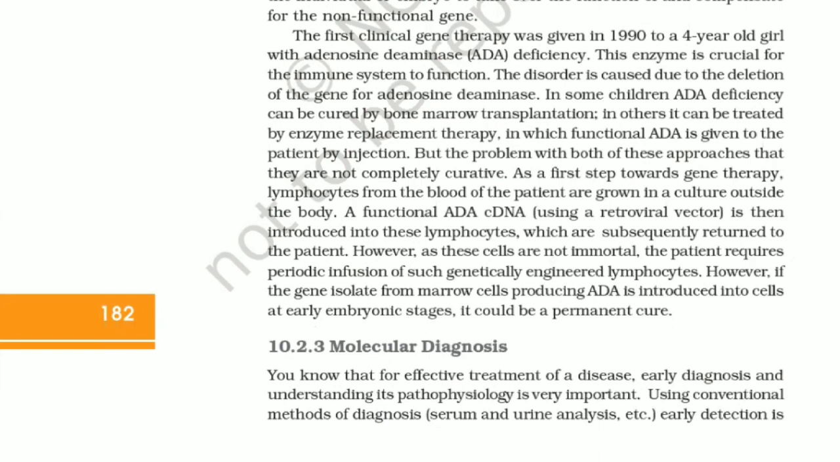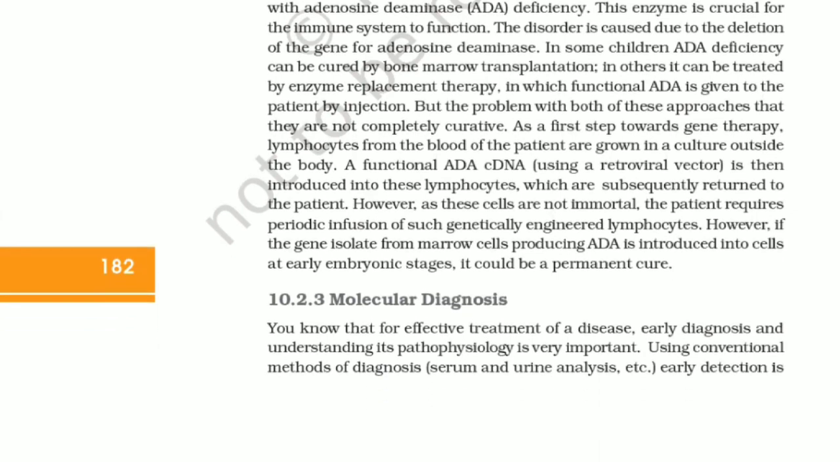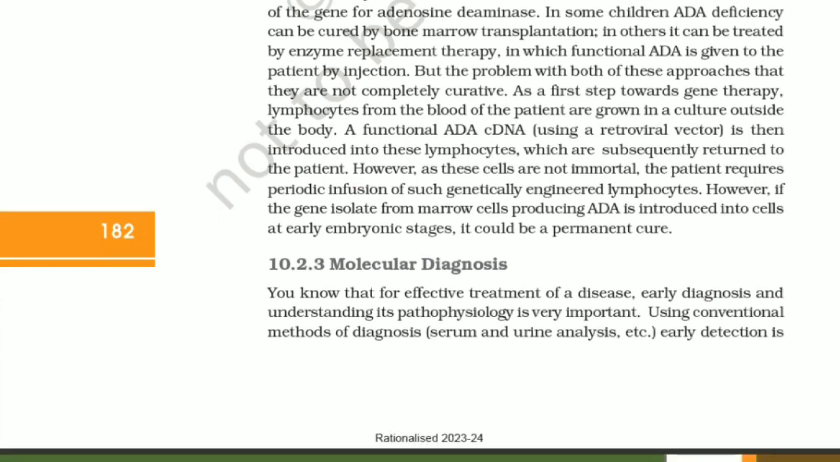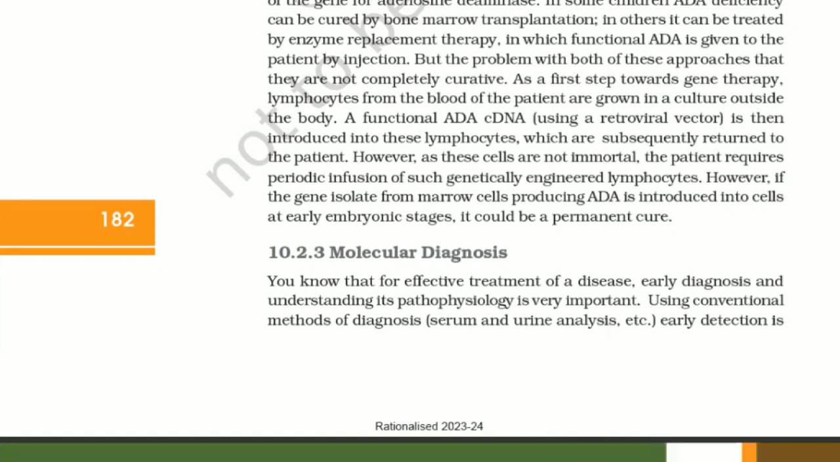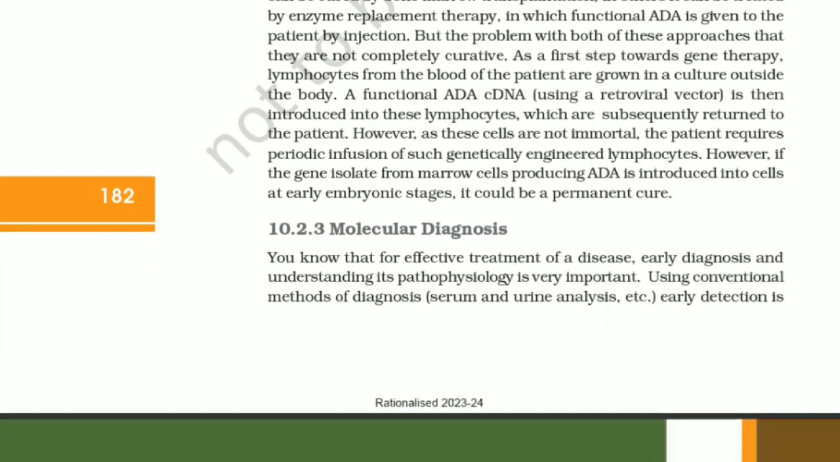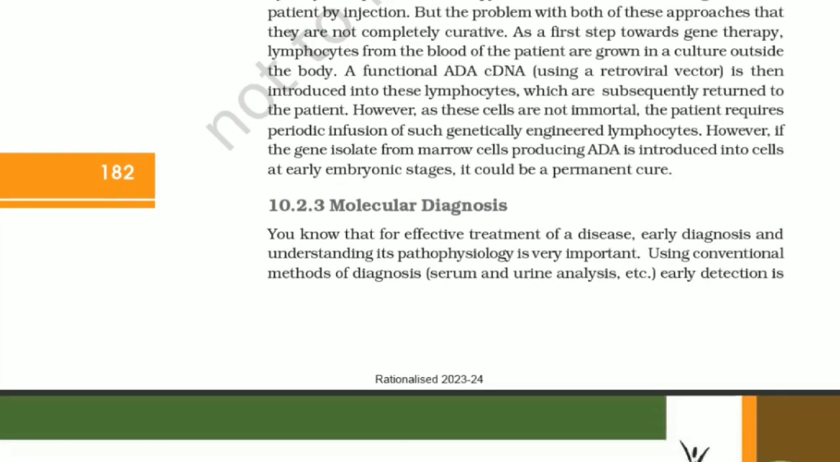The first clinical gene therapy was given in 1990 to a 4-year-old girl with adenosine deaminase deficiency. This enzyme is crucial for the immune system to function. The disorder is caused due to deletion of the gene for adenosine deaminase. In some children, ADA deficiency can be cured by bone marrow transplantation. In others, it can be treated by enzyme replacement therapy, in which functional ADA is given to the patient by injection. But the problem with both of these approaches is that they are not completely curative.